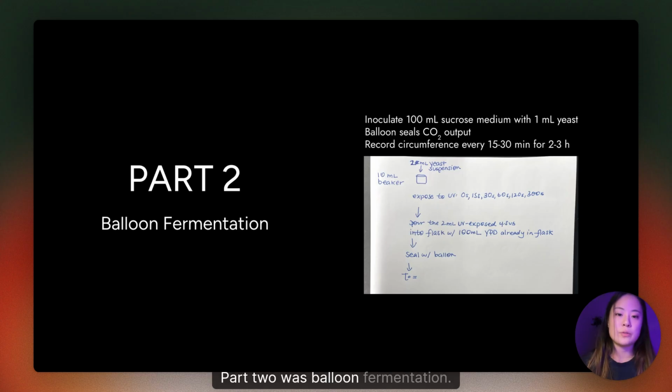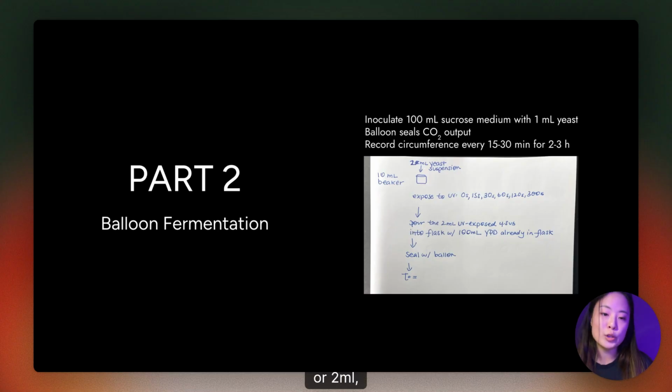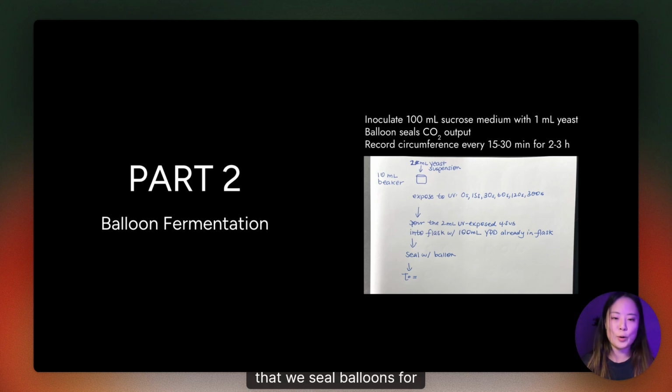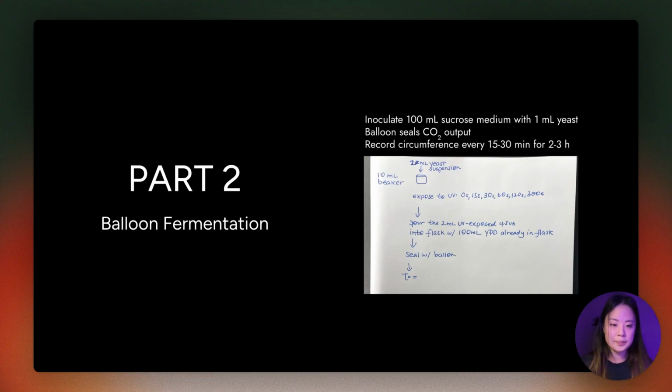Part 2 was balloon fermentation. So we inoculated 100 milliliters of sucrose medium with 1 milliliter of yeast, or 2 milliliters, I'm sorry, it's a typo. And then we sealed balloons for carbon dioxide output and recorded circumference every 15 to 30 minutes for 2 to 3 hours.